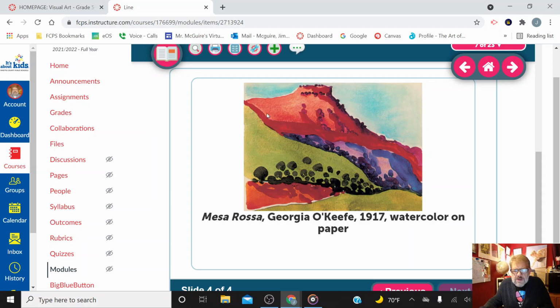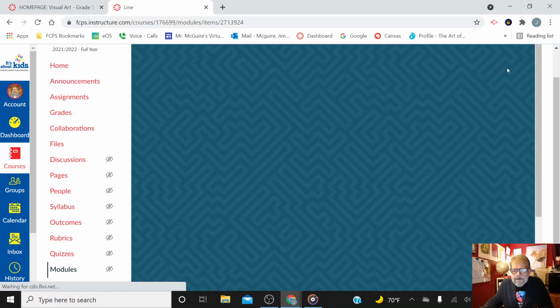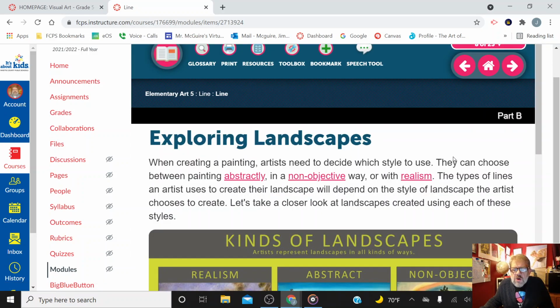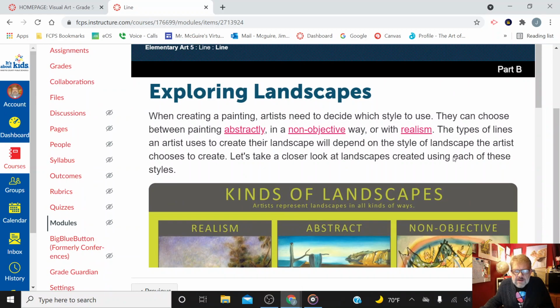Georgia O'Keeffe used line too, in these paintings, these big, bold, striped lines that create the mountain ranges here. So when we look at line and the different ways the artist uses it, it jumps into three different types of art, and specifically how you look at landscape through the eyes of three different types of art.